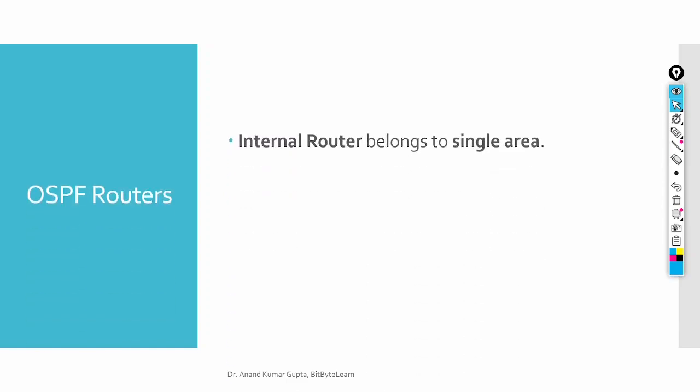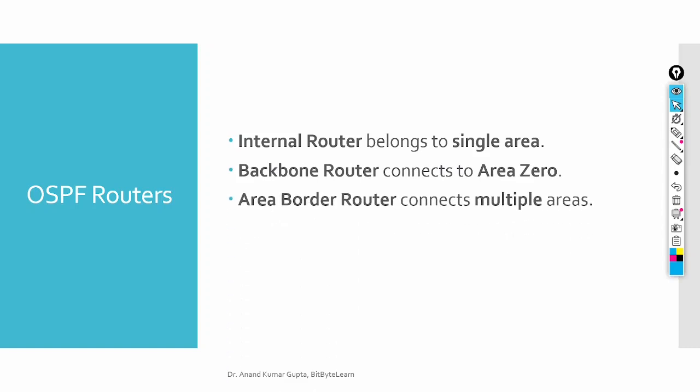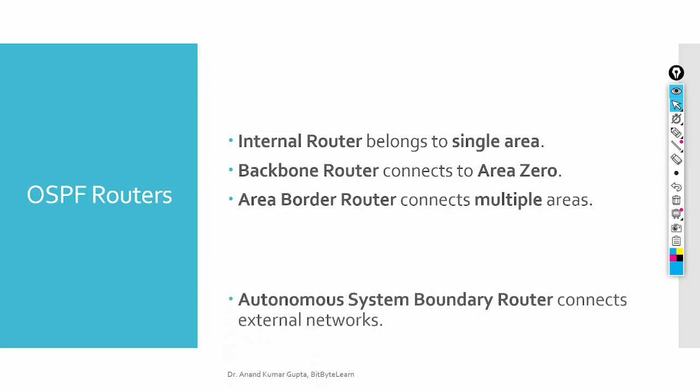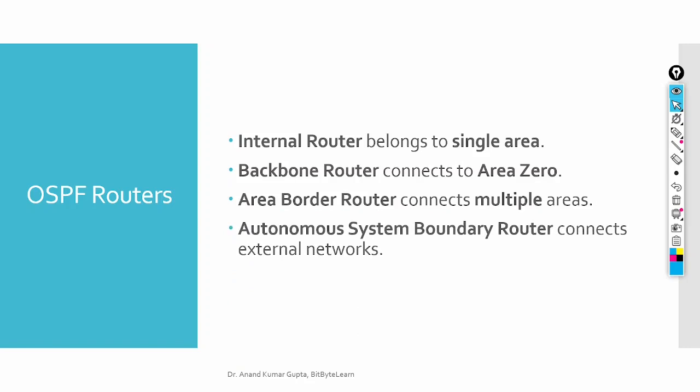Routers play a vital role in OSPF, and they have different roles to perform. Routers belonging to a single area are called internal routers. Backbone routers are used to connect area 0. An area border router connects to multiple other areas. An autonomous system boundary router connects external networks.